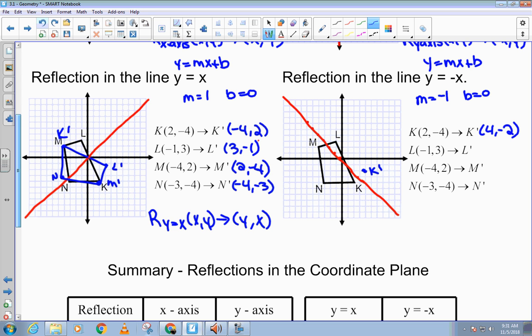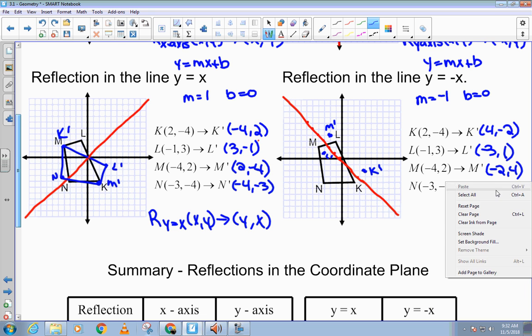Okay? L is 1 unit on the right, so I'm going to go 1 unit to the left, L prime. That is 1, 2, negative 3, positive 1. M is 1 unit below, so I go diagonal 1 unit. And that is negative 2, 4. What's happening here? They're switching places and they're changing signs. Okay? So if they switch places and signs, what's going to happen to N prime? It's going to become a positive 4, 3.